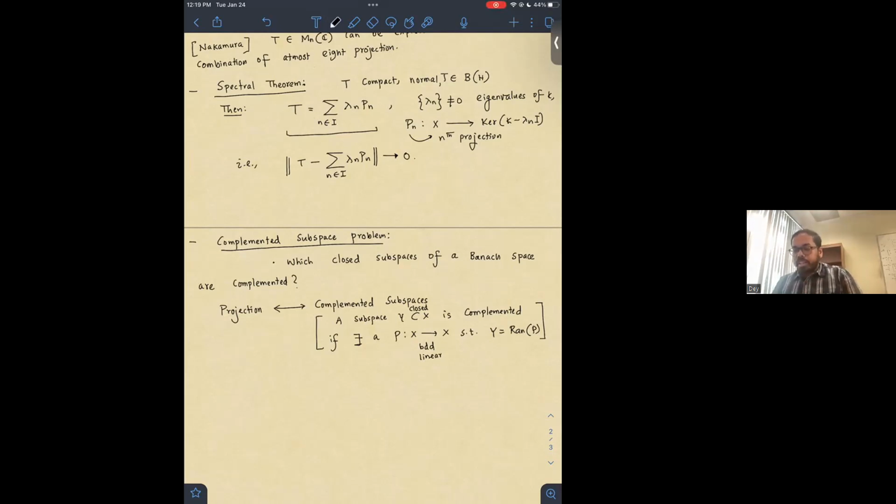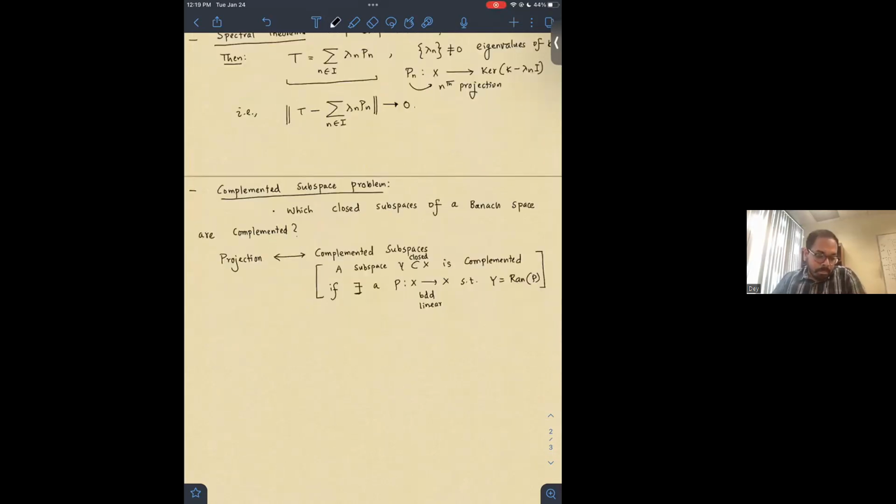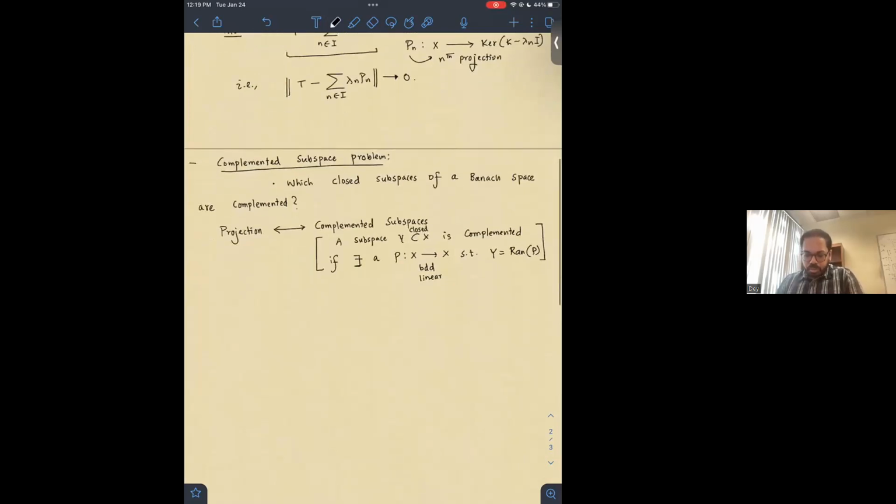But the important part is, if you understand projections, you will be better at understanding the complemented subspaces of a Banach space. Okay, so here are some of the interesting aspects of studying projections. Although there are many, I'm not going to talk a lot about that.